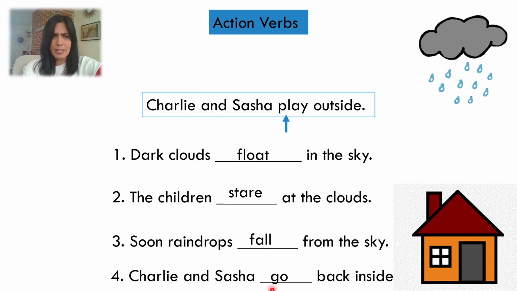Let's go and look at number 4 again. Charlie and Sasha go back inside. What's another action verb besides the word go? Go ahead and think. Well, I was thinking run. I know that if it were raining outside and I was out there, I would want to run back as fast as I can. This word run is an action verb. Nice job.